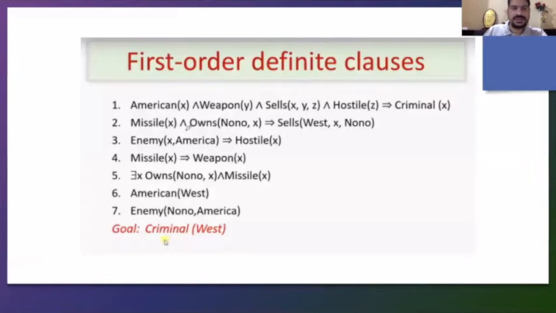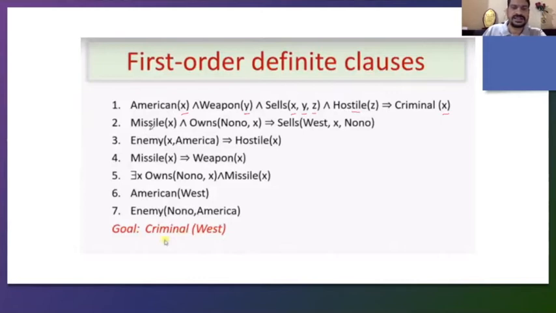The first sentence says that X is American, Y is a weapon, Sells(X, Y, Z). It means that X sells Y, which is a weapon, to Z, and Z is nothing but some hostile nation. So it proves that X is a criminal. If that particular statement is true, it implies that X is a criminal.